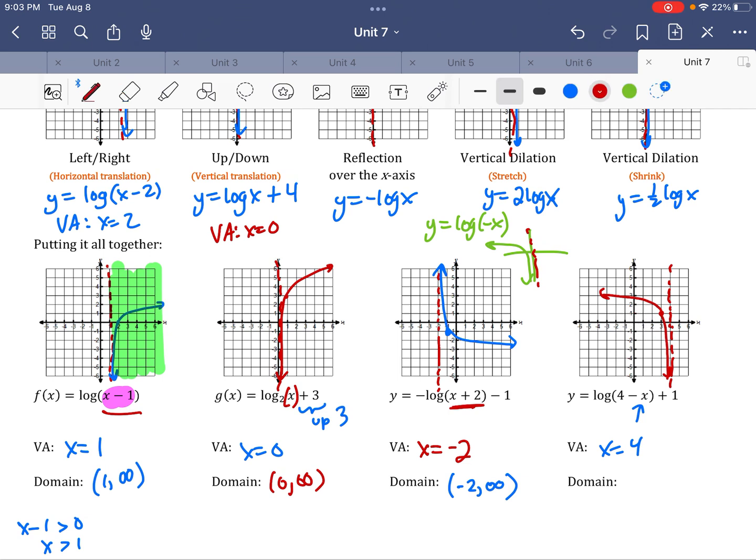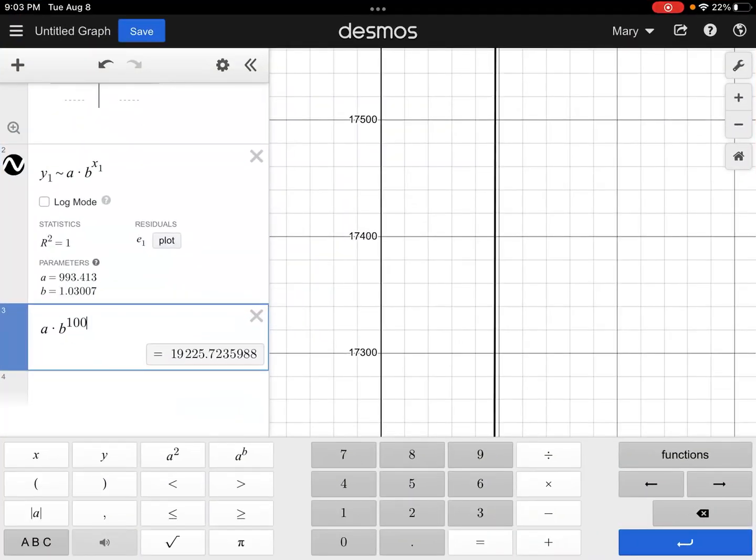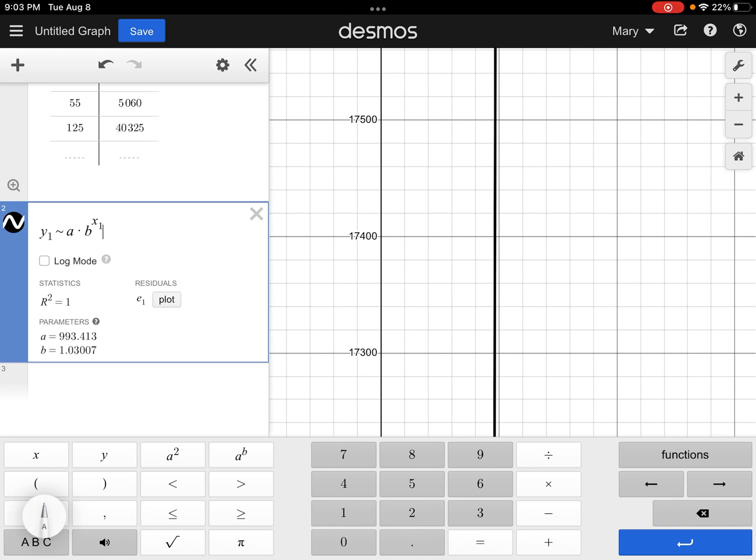Okay. All right, so that one's a little bit tough, but whenever the x is negative in there, it creates a reflection over the y-axis. And my domain is from -infinity, looks like, all the way up until 4. And you know, if you need to, you put this in Desmos, log of 4 minus x.